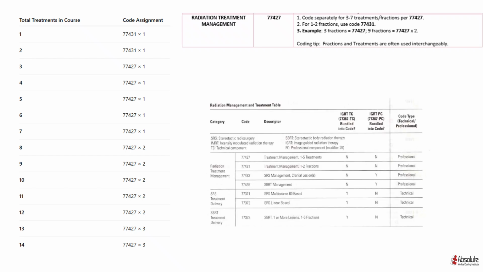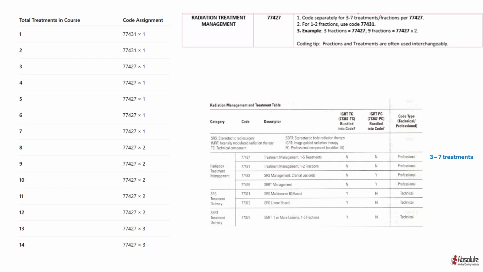Okay, coders, I kind of thought about it and I said, man, it probably would be helpful if I created a management treatment chart for you. So if there's 1 treatment, there's your code. 2, there's your code. 3, all the way down to 14. I have the codes written for you. All right, so just put them in your book and let's get started. And also, just go ahead and screenshot.